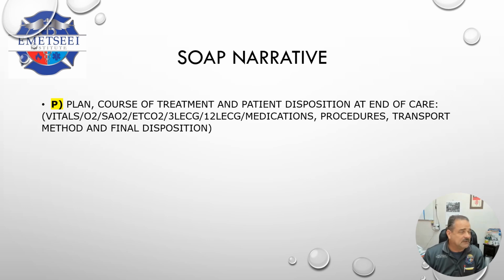So next is P, plan. This is your course of treatment and your patient disposition at the end of care. So in the P, you've got to talk about your vitals. If they're documented somewhere else that's pulled up in the report, that's fine. But you know that by state law in the state of Florida, you have to have 2 sets of vitals: your initial set of vitals and the vitals before you turn that patient over. That is state law, Florida statute 401. It requires it. And so you've got to have at least 2 sets of vitals.